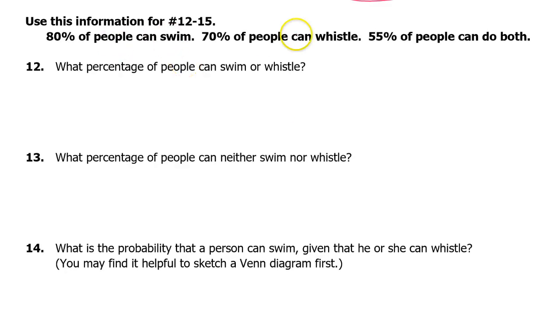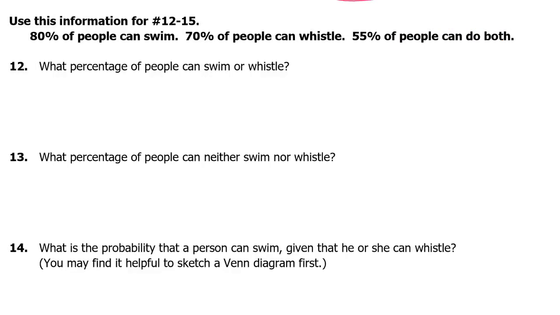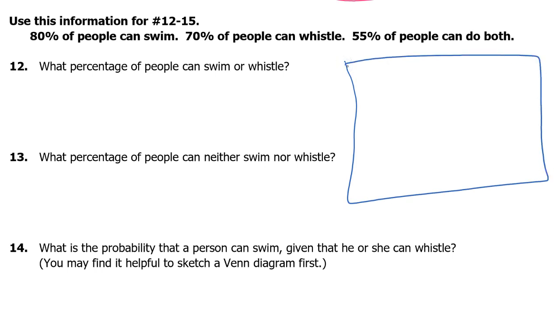For the next few problems, we're going to use this information. 80% of people can swim. 70% of people can whistle. 55% of people can do both. I think the best thing to do is to make a Venn diagram. Some people can swim, some people can whistle, some people can do both. I think you know what I'm about to do.